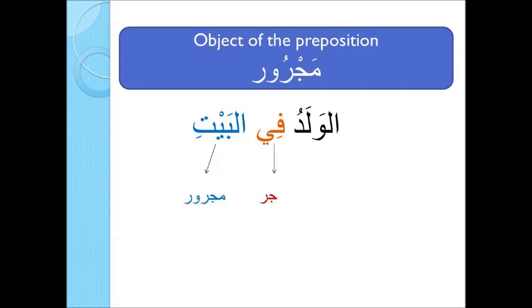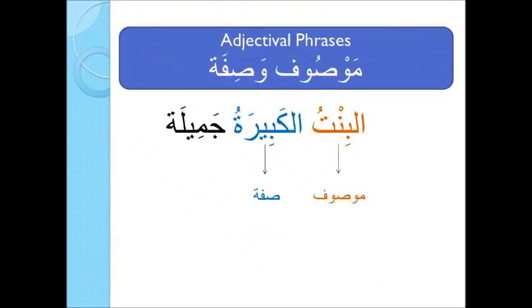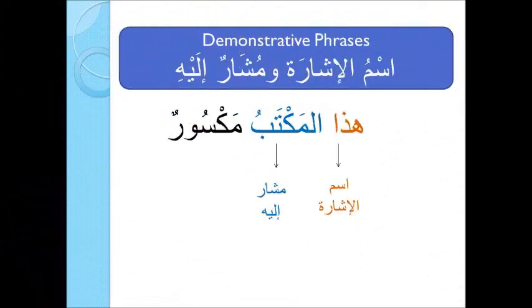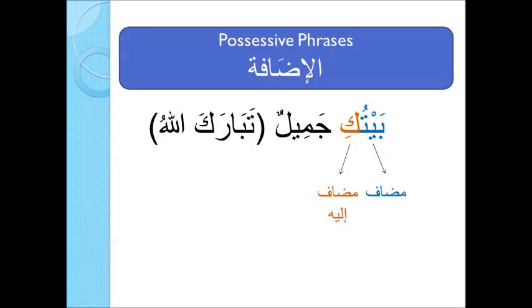Firstly, the object of the preposition is made up of two parts, الجر and مجرور. The adjectival phrase is made up of two parts, the موصوف and the صفة. And the relative phrase are made up of three parts, الموصول, اسم الموصول, and صلة. And the demonstrative phrases are made up of two parts, اسم الإشارة and مشار إليه. And the إضافة phrases are made up of two parts, the مضاف and the مضاف إليه.